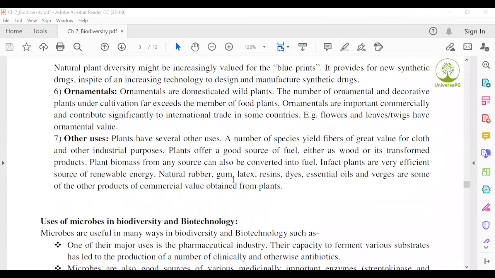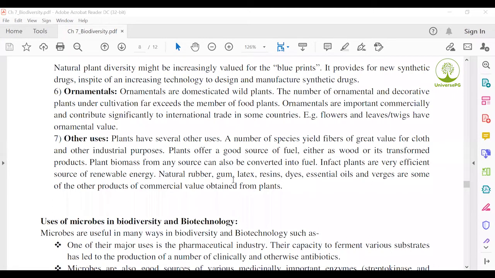We use it in our different textiles, for the producing of different textile, shirts, pants, and others. Rubber is also used for different purposes. This rubber is generally produced from plants. Gum, latex, resin, dye. You know, neil plants, neil core. During the British period, the British generally cultivated neil dye, blue dye, in Bangladesh.